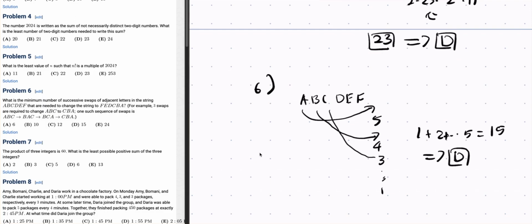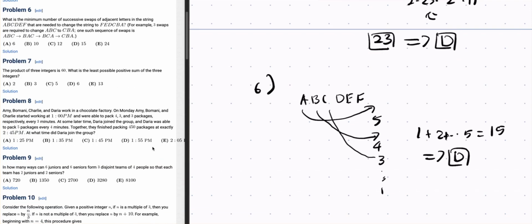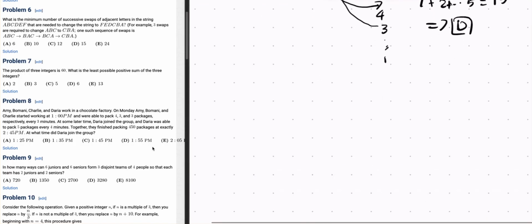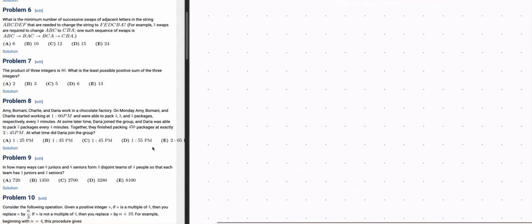And that's done. Okay. Problem 7 reads, the product of 3 integers is 60. What is the least possible sum of the 3 integers? Let's just prime factorize 60. That's going to give us 2 squared times 3 times 5. Okay, so let's try some stuff. If we want them all to be positive, it could be 4 plus 3 plus 5, which is equal to 12. But the thing is, we can have negatives too.